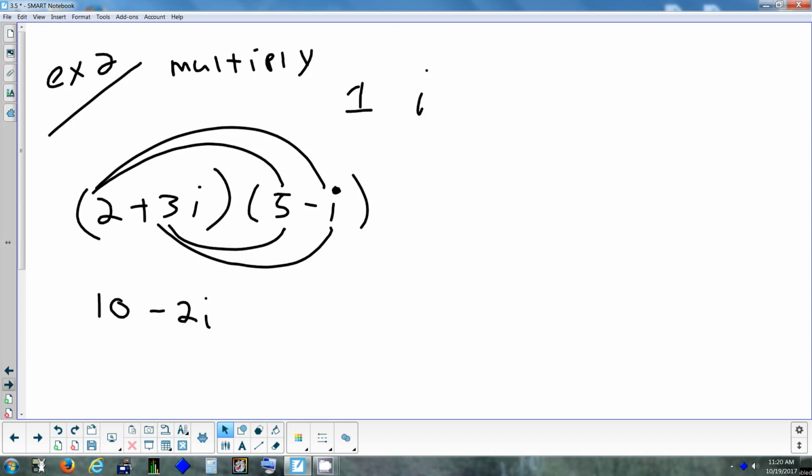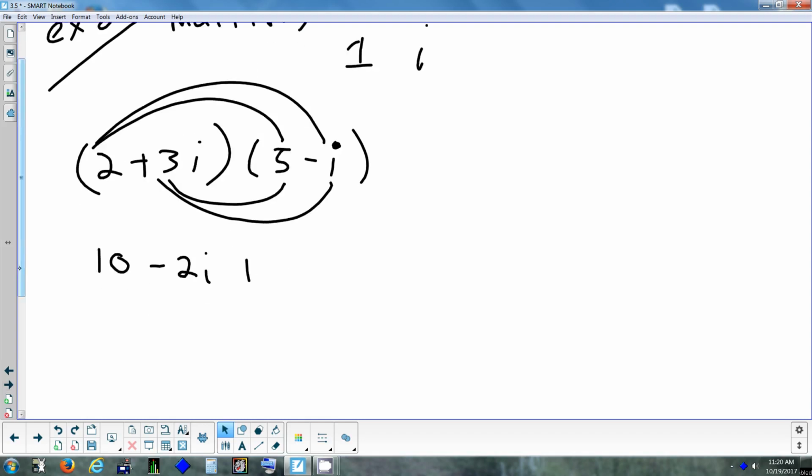Gabby, what's 3i times 5? 15i. And now the last part, let's look at it in a couple steps. It's a positive 3i times a negative. AJ, what's a positive times a negative? Negative. Okay, so we handled the sign. Now we have a 3i times i. Ezekiel, what's 3i times i? 3i squared. Yes, 3i squared.